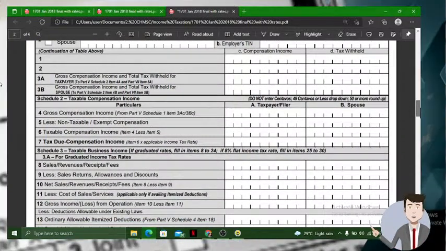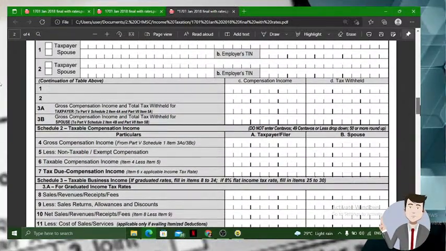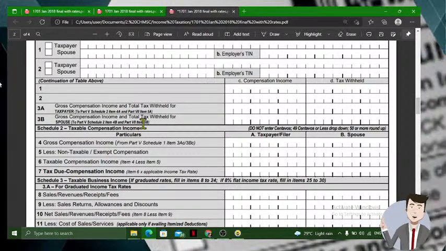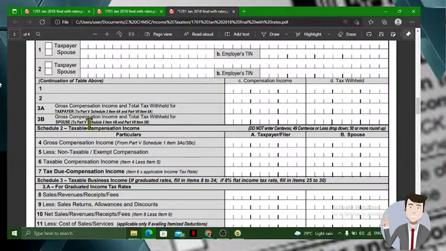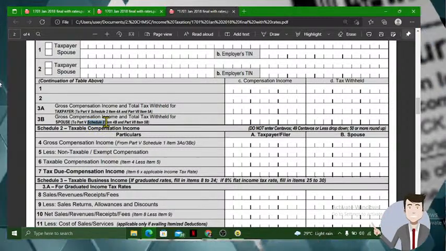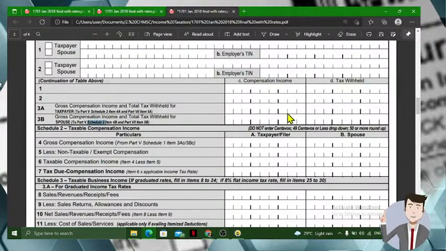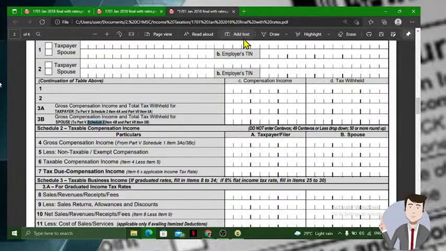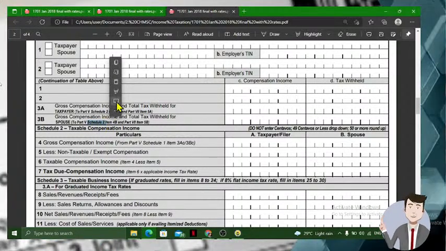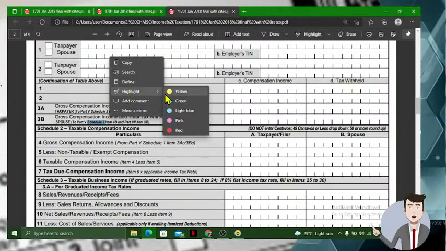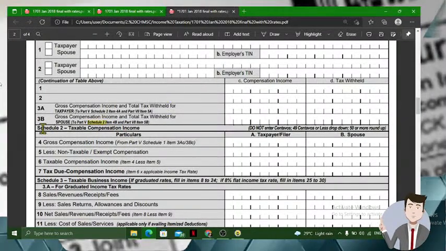Okay. So next, this is your Schedule 2. So the amount which is declared on this column is from this one.